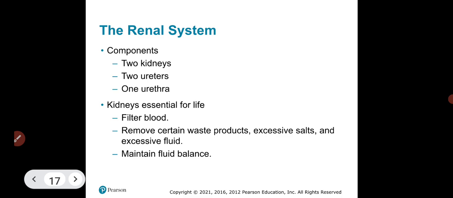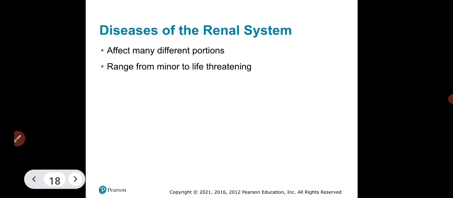The renal system. So it has components: 2 kidneys, 2 ureters, 1 urethra. Kidneys are essential for life. They filter blood, remove certain waste products, excessive salts, and excessive fluids, and maintain fluid balance. Diseases of the renal systems affect many different portions, range from minor to life-threatening.